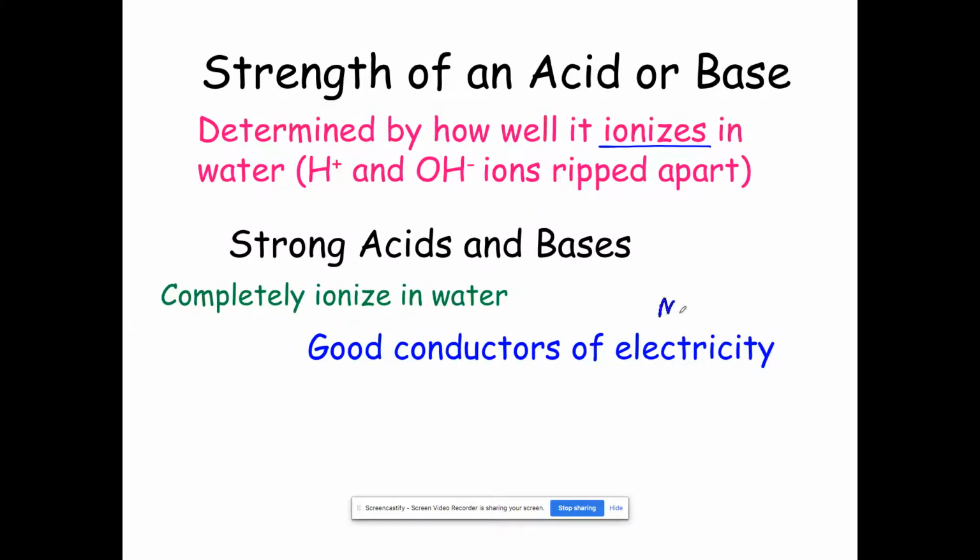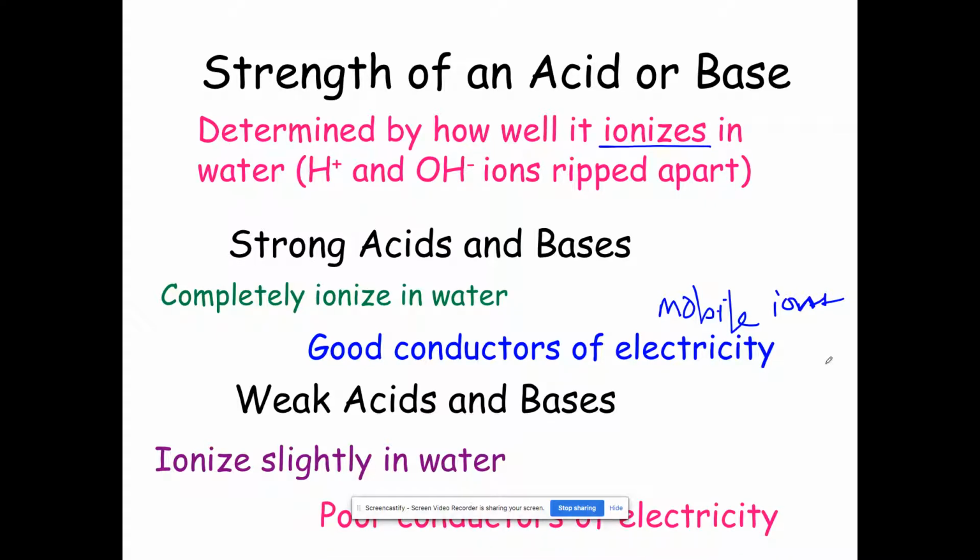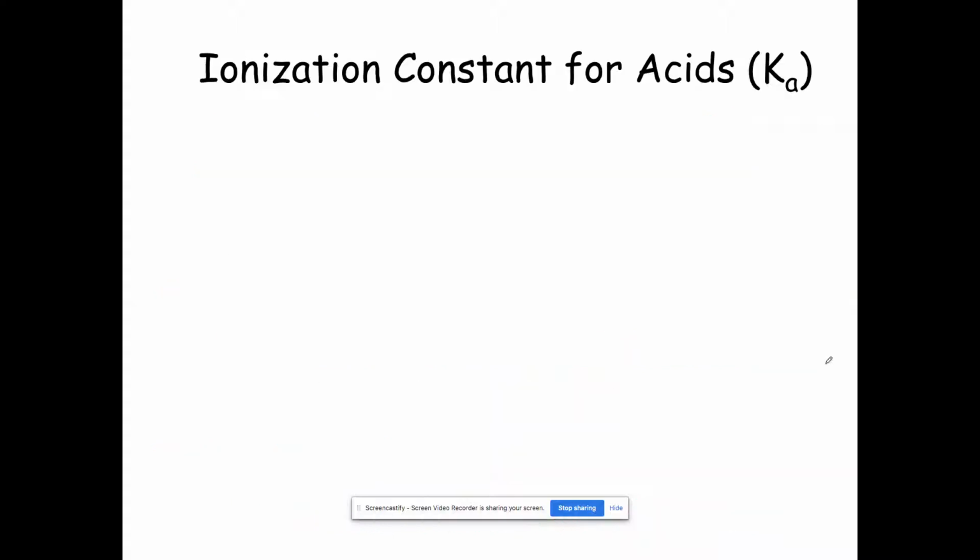Remember, electricity needs mobile ions. Mobile ions. That's an N. Whereas weak acids and weak bases aren't going to ionize completely, just slightly. So if you were to put something into water, stir it up, because remember, these acids and bases are only going to be conductors in aqueous state. When you put these pellets of something into water and stir it up, there's not going to be as many ions that are able to break apart, and thus they are less conductive in electricity.